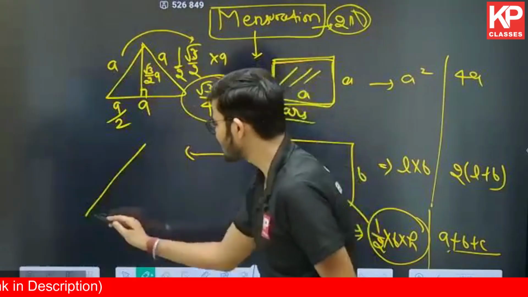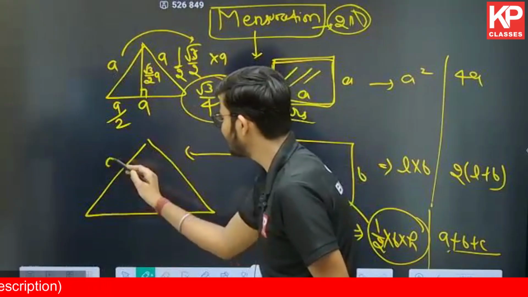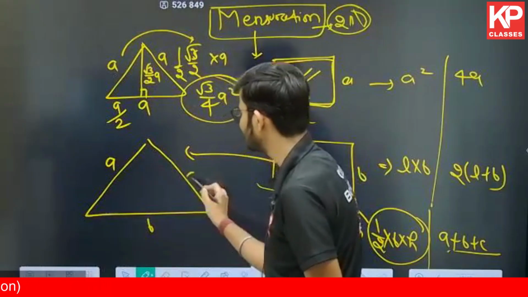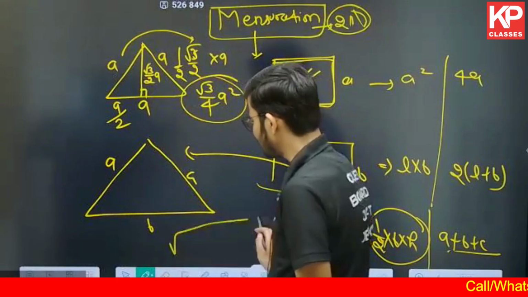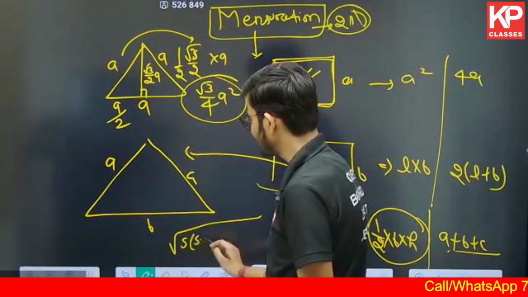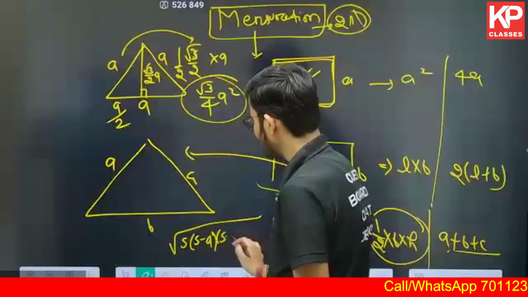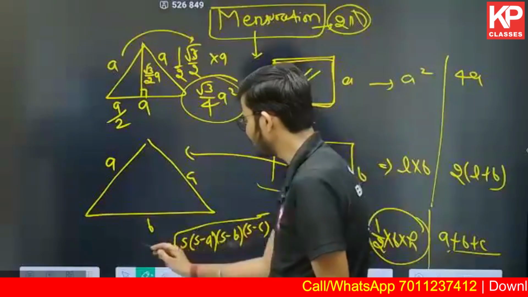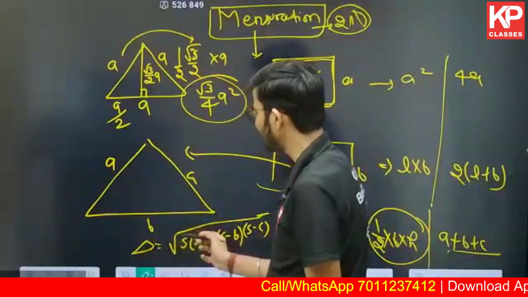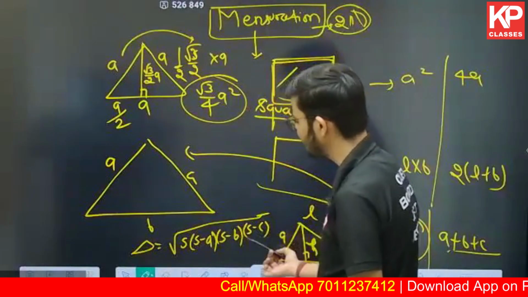Now, in case this is a scalene triangle. Here, this side is given A, this side is given B, this side is given C. We need to find out the area in this case. We can use Heron's formula, that is under root S, S minus A, S minus B, and S minus C, where S is what? This is the area of a scalene triangle where sides A, B, and C are given.